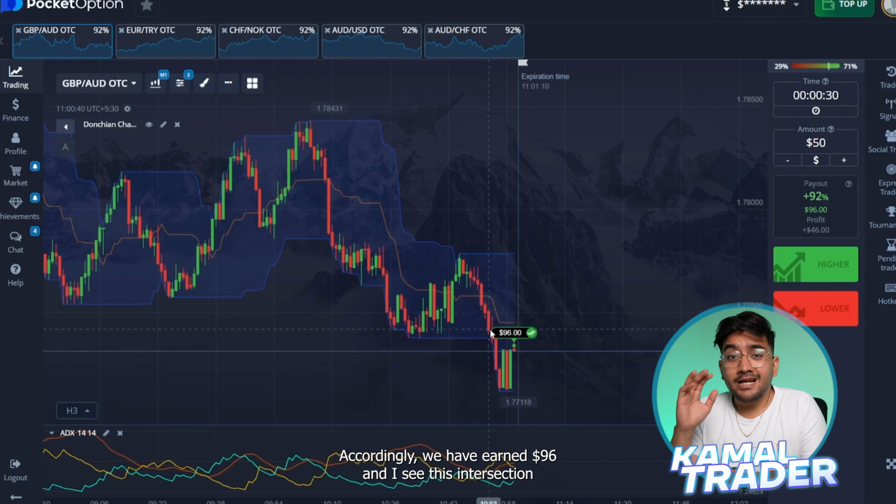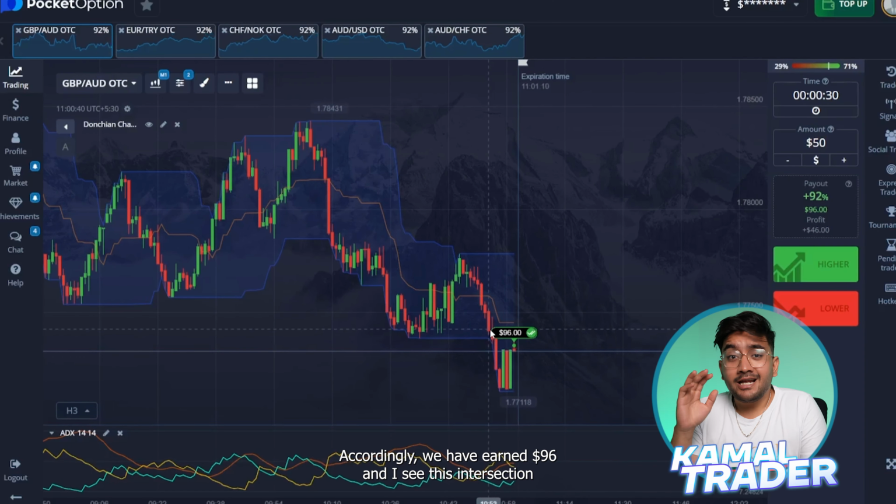Accordingly, we have earned $96, and I see this intersection on the ADX line which in fact worked, and I have been shown this rising candle, and most likely it will go even further. I think we should most likely test this zone, but then we have a good asset markdown. But let's move on to the next asset.